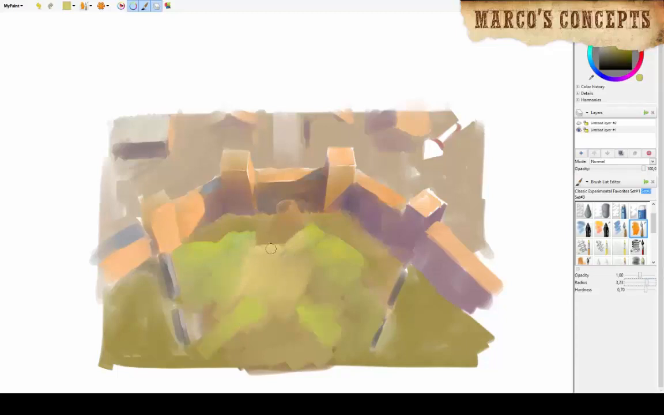So the dark bit is just the shadow of the castle on the ground. So now the castle is clearly sitting on the ground. And obviously I need to do that all around, otherwise it'll look weird. And there's also a problem here with one of the towers.